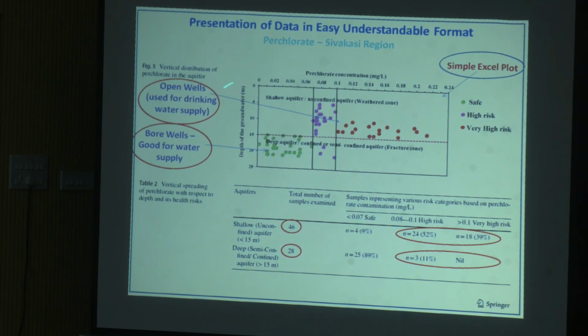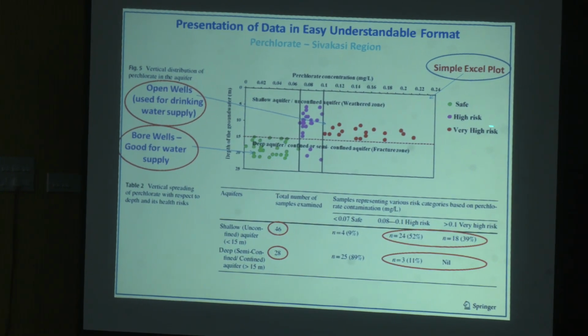Then here you see, this is a simple Excel chart, but it gives a lot of meaning. In no journal paper have I seen this kind of representation. For the first time we have presented our data in this form. So you have to think about how to present your results, right? Here, this is one axis, this is another axis. We have generated data, we have collected samples from open wells and from bore wells. So we have presented our data in this form, right?